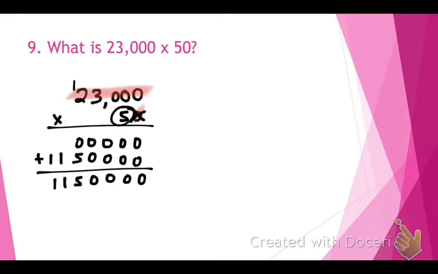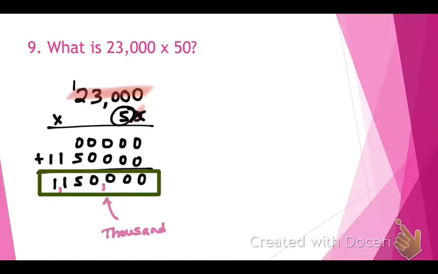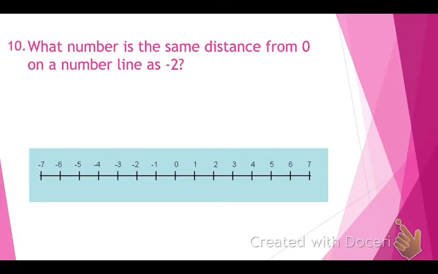Here's where some people had some struggles. Don't forget 1, 2, 3, comma, and again 1, 2, 3, comma. Remember the first comma right here says what? Millions. What does this comma say? 1,000. Everyone read me the number. 1,150,000.